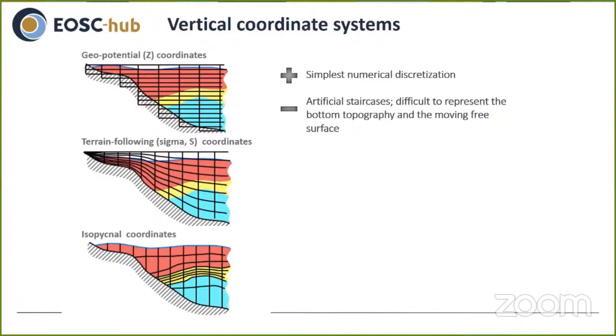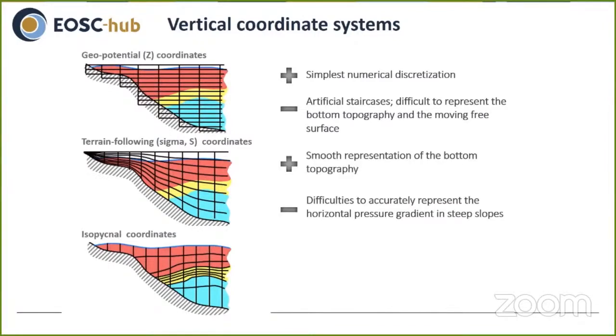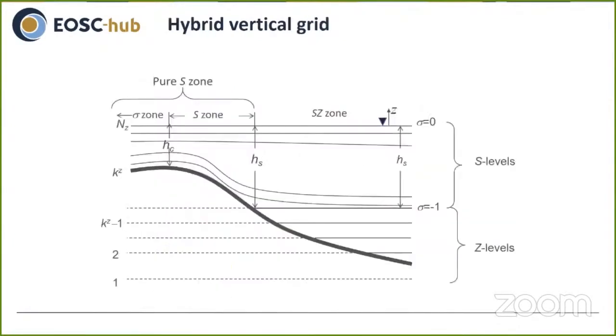the moving free surfaces. Terrain following coordinates, sigma or S, allow a smooth representation of the bottom topography. However, there are some difficulties to accurately represent the horizontal pressure gradient in steep slopes. Isopycnal coordinates are natural for large-scale ocean simulations. However, they are problematic in well-mixed zones. To overcome some of the referred limitations, some models use hybrid coordinate systems, combining, for instance, Z coordinates with terrain following coordinates, as you can see here in the figure, where S coordinates are used in the shallow zone and S and Z coordinates are used in the deeper zone.